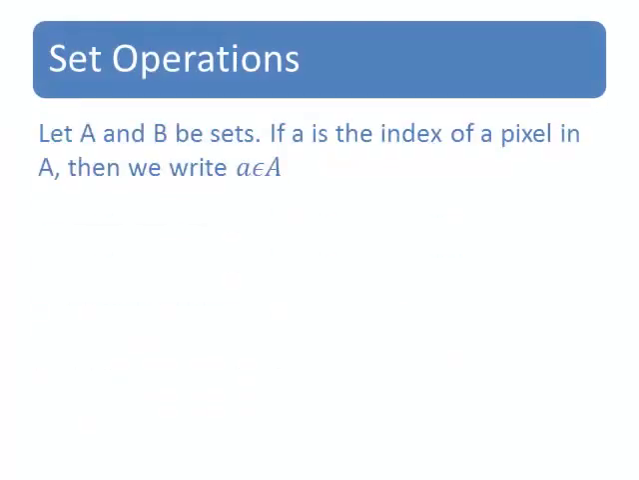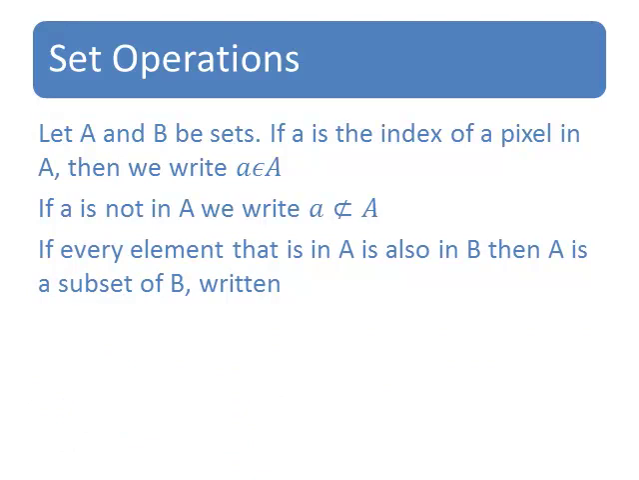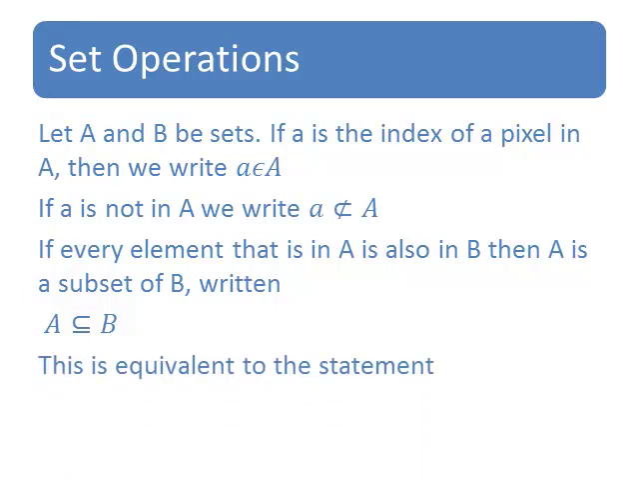Set operations. Let A and B be sets. If a is the index of a pixel in A, then we write a belongs to A. If a is not in A, then we write a does not belong to capital A. If every element that is in A is also in B, then A is a subset of B, written A subset of B. This is equivalent to the statement a belongs to capital A is equivalent to a belongs to capital B if A is a subset of B.